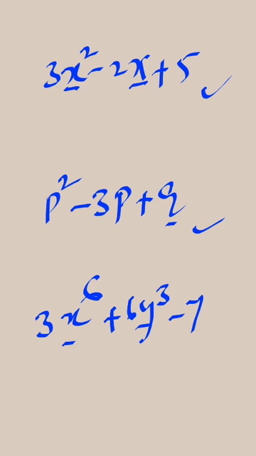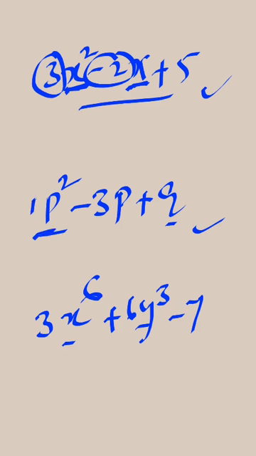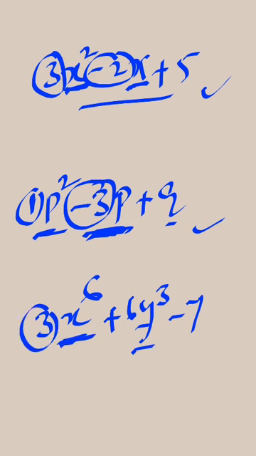At the same time, what is the coefficient of x square in the first expression? That means before x square what number is there, that is the coefficient we can say. And what is the coefficient of x? Minus 2. The coefficient with sign is very important. What is the coefficient of p square? Here nothing is there, means 1. The coefficient of p square is 1. What is the coefficient of p? Minus 3 is the coefficient of p. And what is the coefficient of x power 6? 3. What is the coefficient of y cube? 6. So in this way coefficients also we can find.